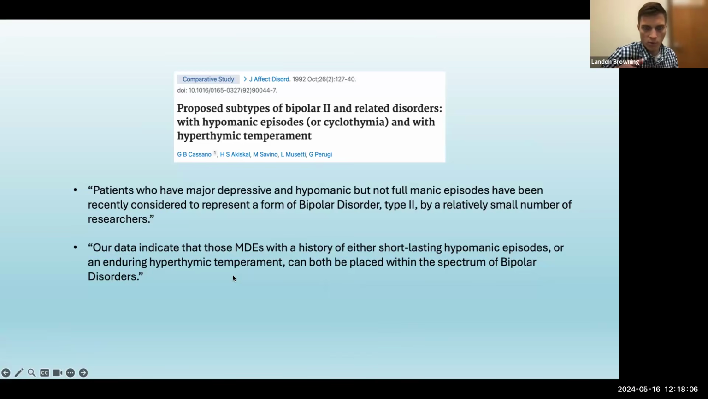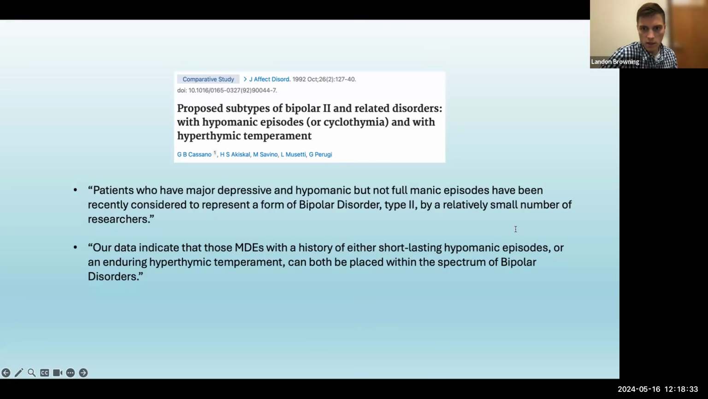One of them is this guy Perugi, on this paper from the University of Pisa. Another one is a French researcher that he convinces of his ideas. Our data indicate that major depressive episodes with a history of either short-lasting hypomanic episodes or an enduring hyperthymic temperament can both be placed within the spectrum of bipolar disorders.